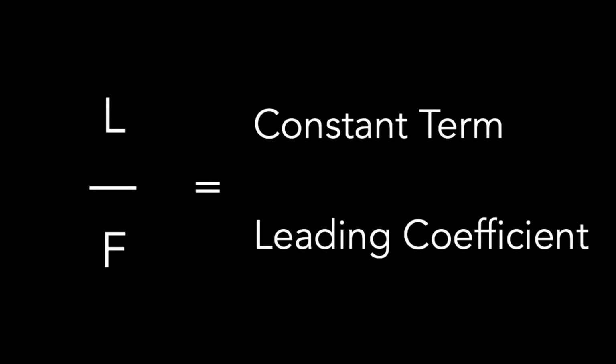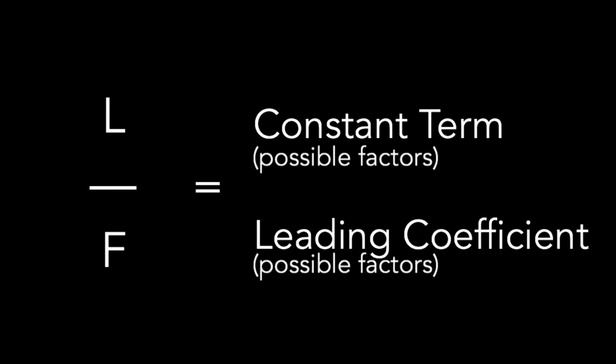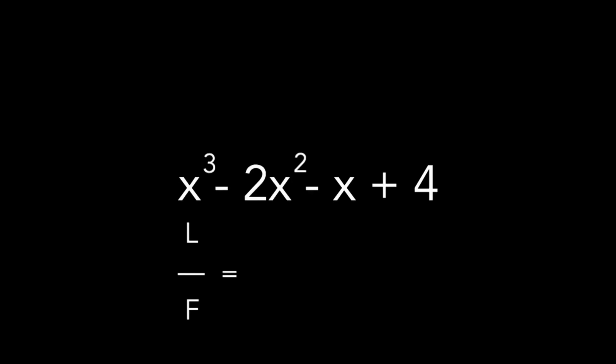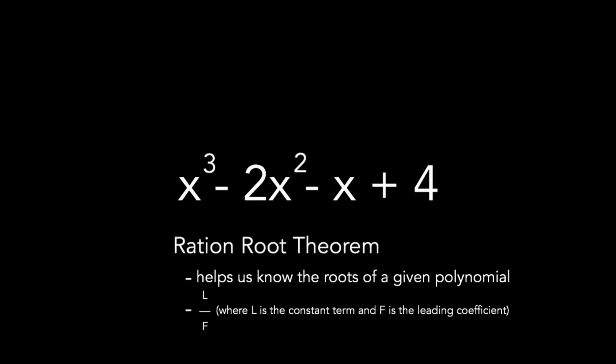The rational root theorem helps us know the roots of a given polynomial. We use L over f wherein L is the constant term and f is the leading coefficient. We also get the possible factors for L and f. So in this example, L is 4 and f is 1. Factors of 4 are 1, 2, and 4. As for 1, the factor is just 1. We use synthetic division to check the factors.